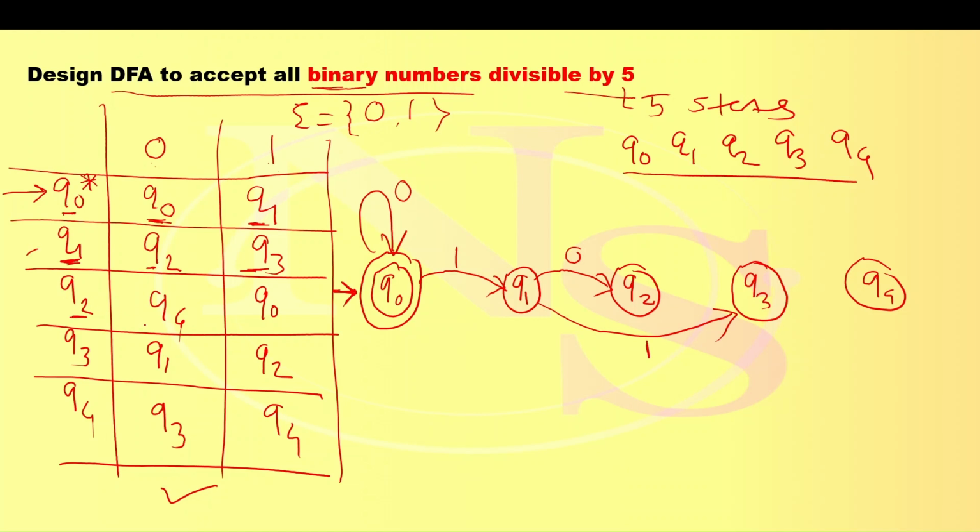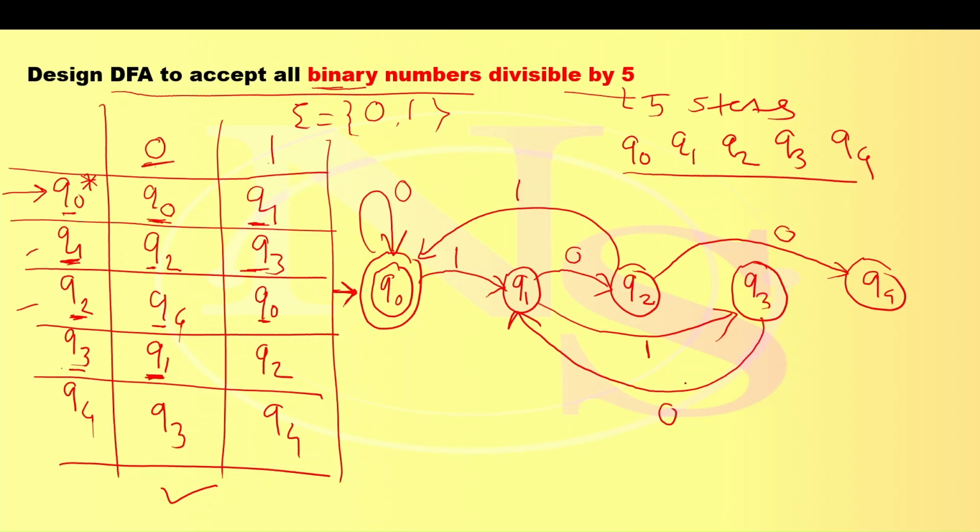Third row: Q2 going to Q4 for 0. Then Q2 going to Q0 for 1. Third row is completed. Next row, Q3 reading 0 going to Q1. But for which symbol? Symbol is 0 here. You can write it down here. Q3 going to Q1 for symbol 0. Q3 going to Q2 for symbol 1.